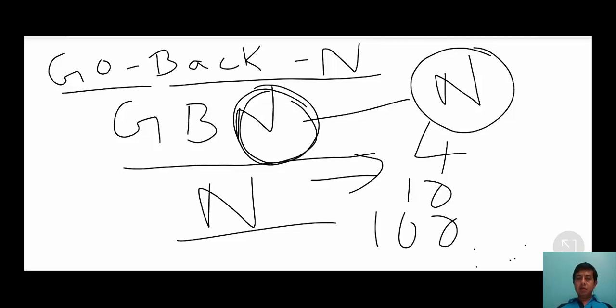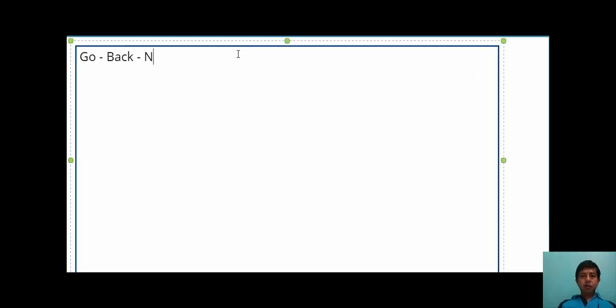Now, why do we say go back N? Let's discuss this strategy. Why do we call it go back N? Let's try to understand this strategy known as go back N. Again, there are two sides: one is the sender side and the other is the receiver side.